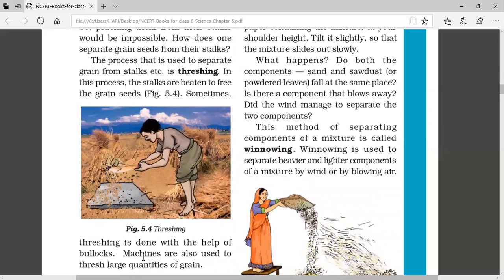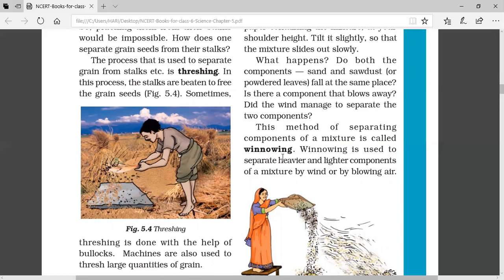This method is used where the components are almost similar in size, but their weight will be different. One of the components will be lighter in weight and one will be heavier. Light means having less weight and heavier component means the component having more weight. The lighter components will be carried away by the wind and the heavier components will fall near the place of winnowing.